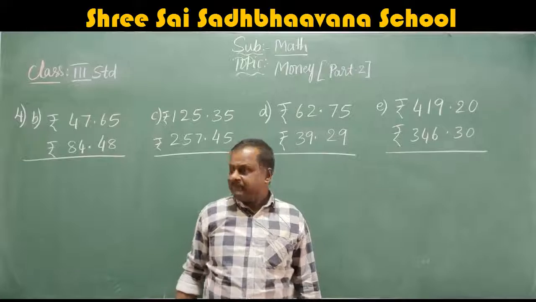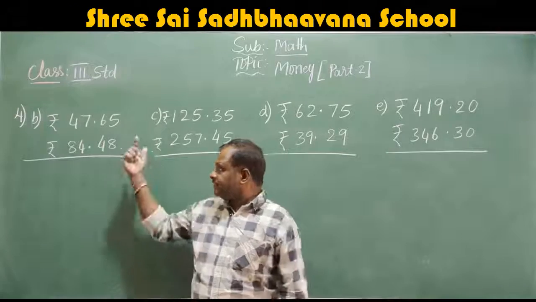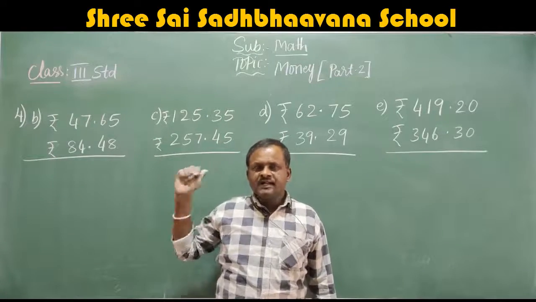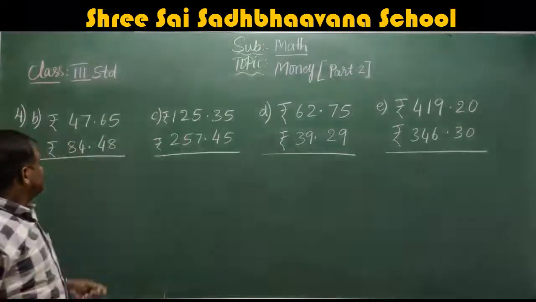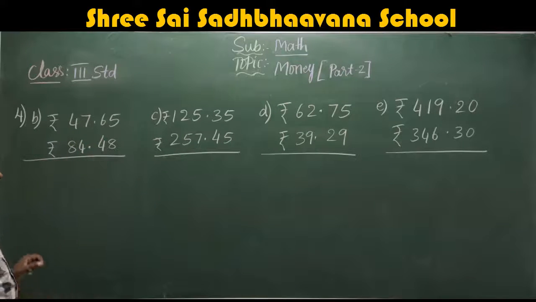Now we are moving to the fourth one. They are given in words. We have to write them in numbers and then add. I have already written on the board in numbers. What is given: add rupees 47.65 with rupees 84.48.